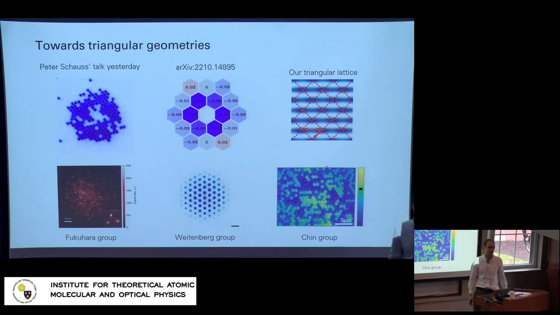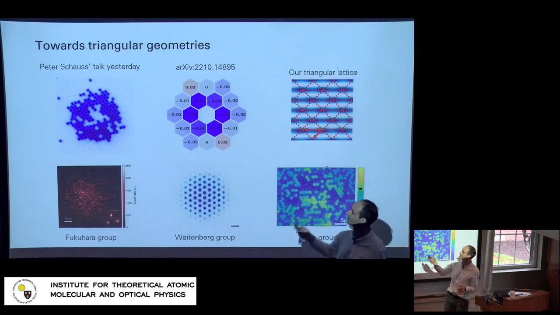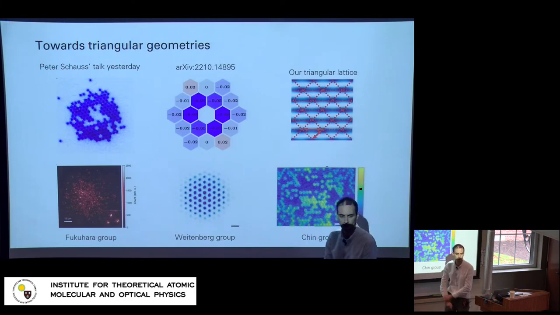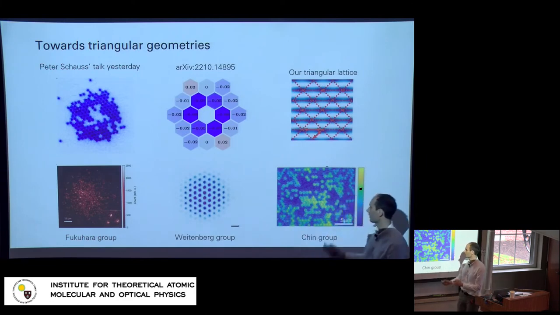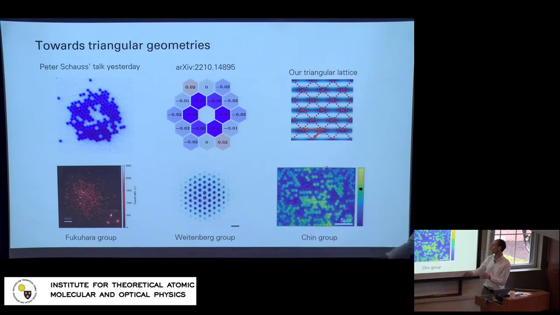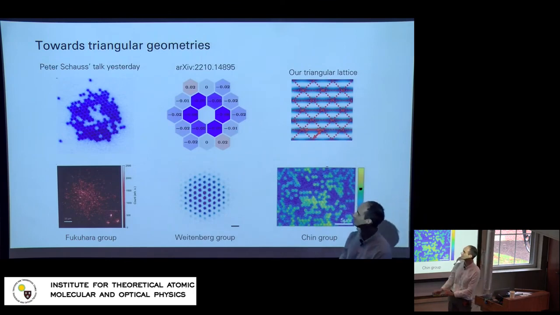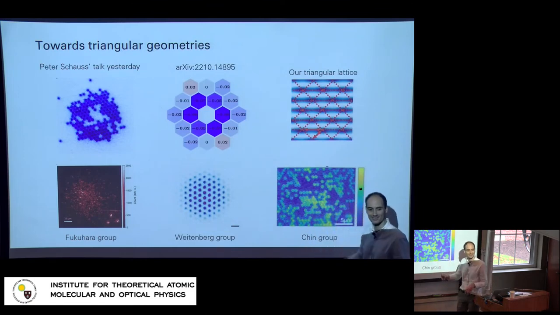Of course, you've seen Peter's beautiful result from yesterday. There has been a lot of effort trying to implement triangular lattices under the microscope, and Peter showed their measurement of nearest neighbor spin correlations in the Mott selective regime. Of course, other Bose gas microscopes have been implemented, and so we can even start having our own little family picture of all the triangular lattice quantum gas microscopes.